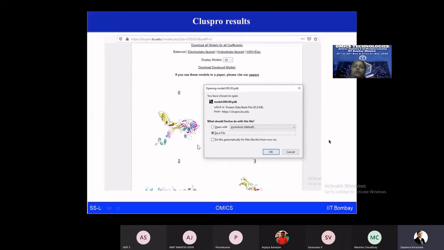We have an option of downloading these files, these complexes. If you just click on 0 or 2, any of these, the model will get downloaded in PDB file format, which we can save in our system and analyze using other software.